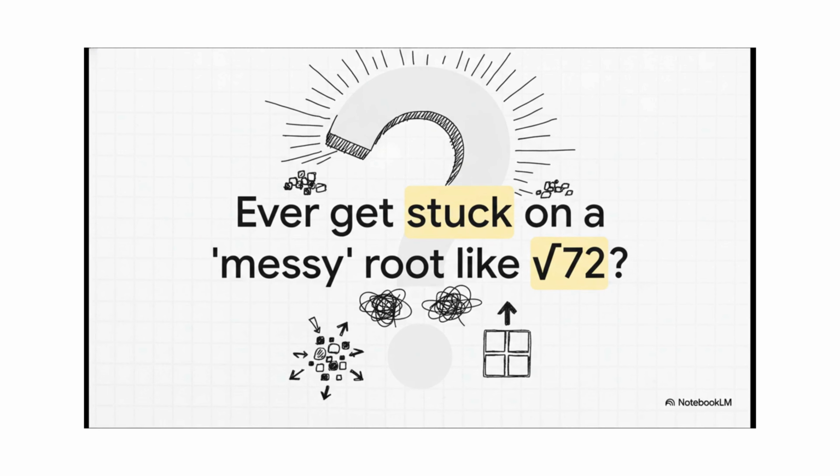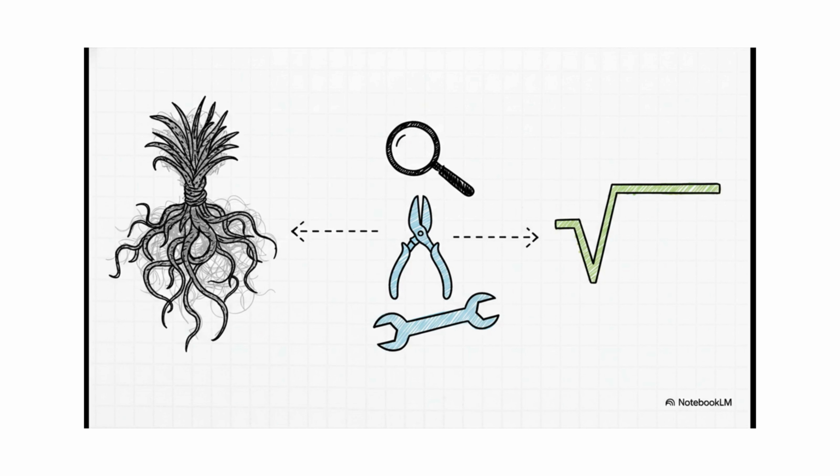You know that feeling, right? You're cruising through a problem, everything's going great, and then, bam, you hit a roadblock. The square root of 72. It's not a nice, clean number. It's just messy. So what are you supposed to do with that? Well, that messy root, that's what we call a surd. And today, we're going to give you the tools to not just deal with them, but to actually master them. Seriously, by the end of this, you'll be cleaning them up like a pro.